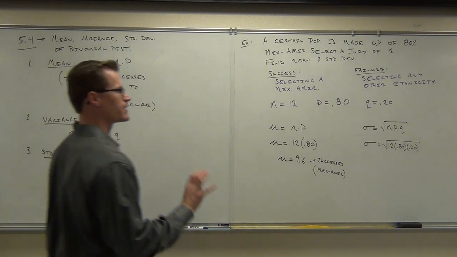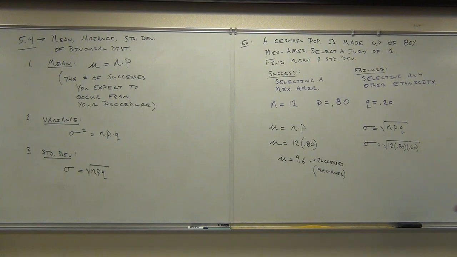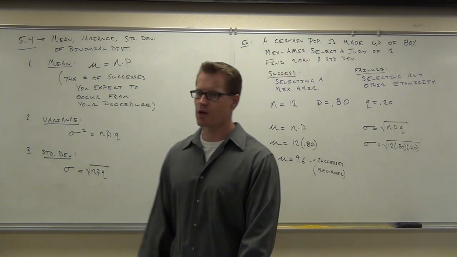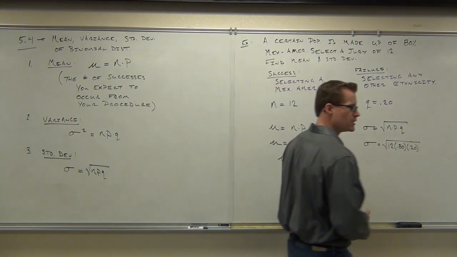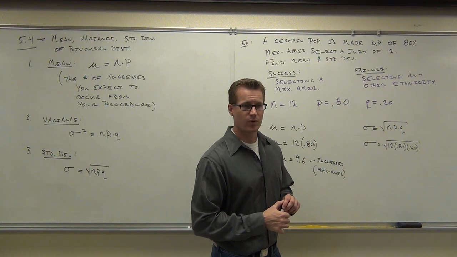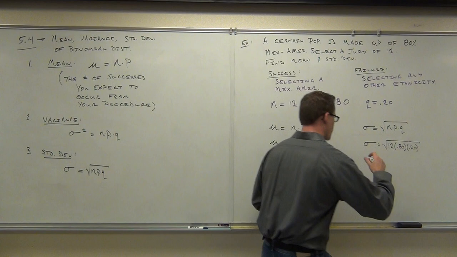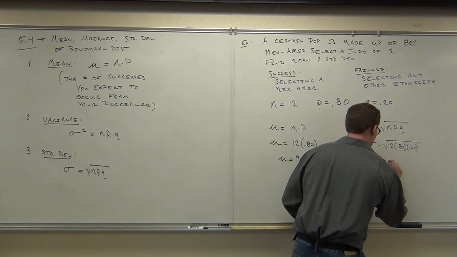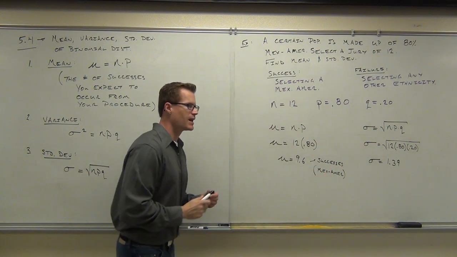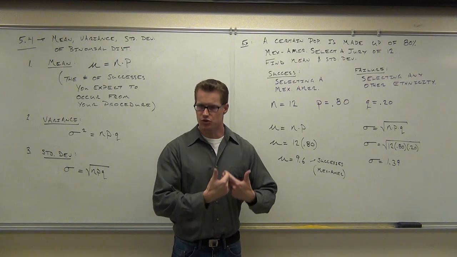So our n was 12, that's how many trials. P was 0.80, that's probably the success for each trial. Q is 0.20, of course those are complementary with P, so we multiply all those things together, then you take a square root of it, and how much did you get? 1.385. So about 1.39, did y'all get 1.39? That's the average distance from the mean that you should get out of this.